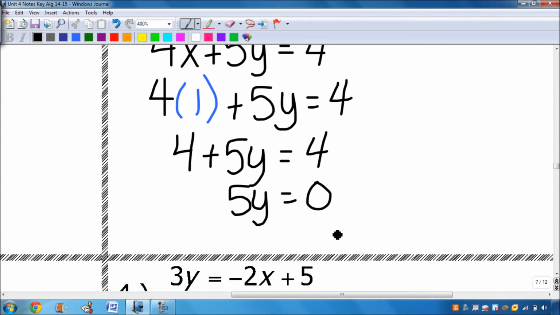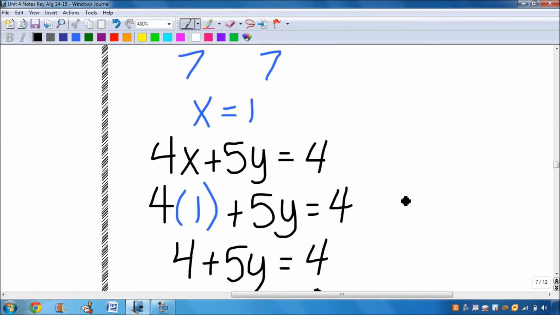A lot of people think at this point that there's no solution. There is a solution, it's just that the solution is that y equals 0. You only get no solution if you get two completely unequal numbers, but since y is a variable, it's still possible for me to solve. Okay, so that means that my answer would be 1, 0.